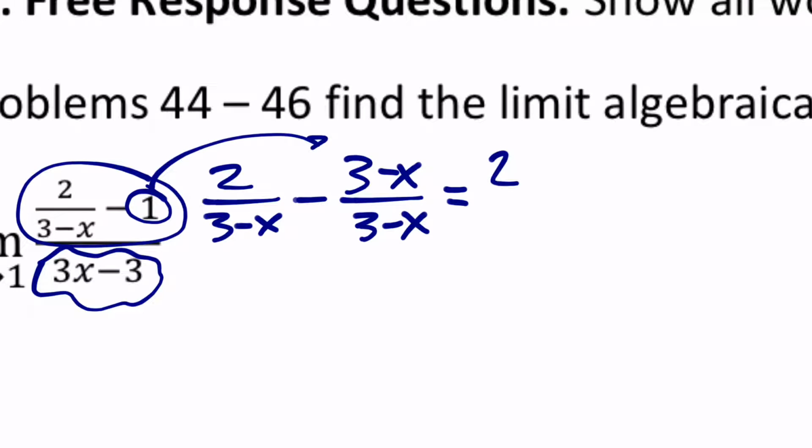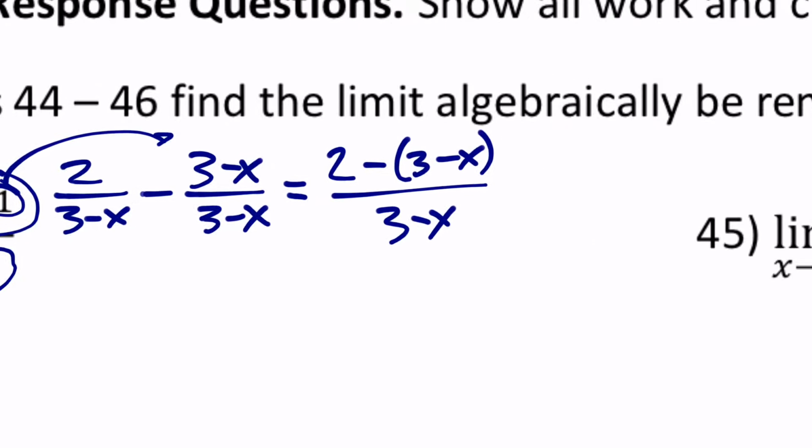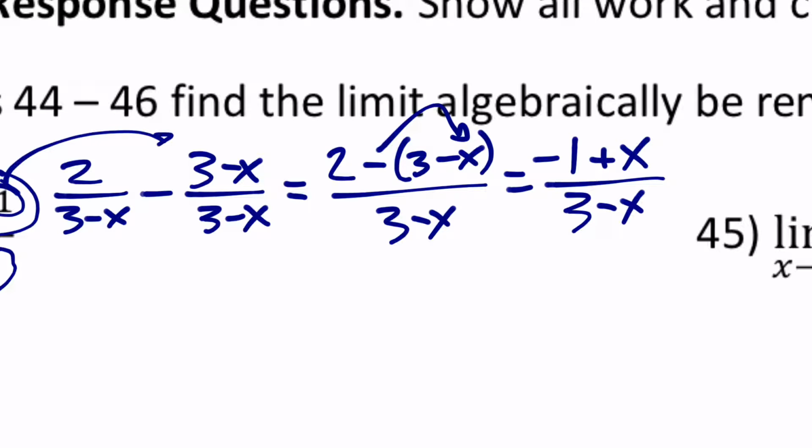All right, so I have 2 minus (3 minus x), and so you have to put parentheses there. If you don't, you are making an algebraic mistake and you will get the wrong answer. You have to distribute that minus to both terms. So I get 2, let's not do that, let's say 2 minus 3 is negative 1, and then distribute that minus into that negative x, making it a positive x. So this becomes a negative 1 plus x, which is just a silly way of writing x minus 1. So I have x minus 1 over 3 minus x.